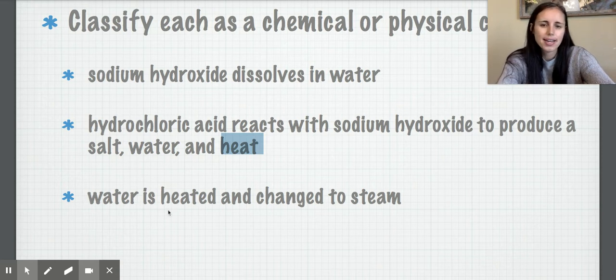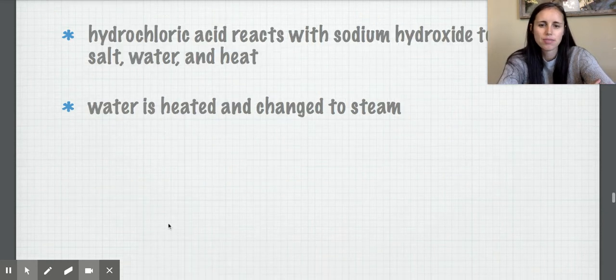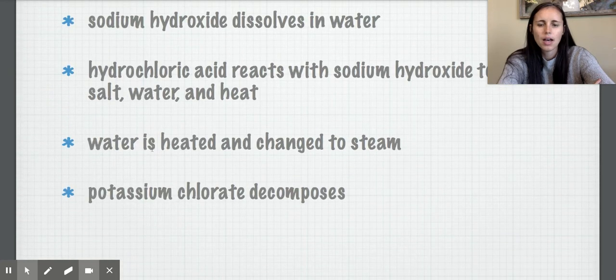Water is heated and changed to steam. So pause the video, think about what you think. Is this a chemical or a physical change? In this case, this would be an example of physical change.